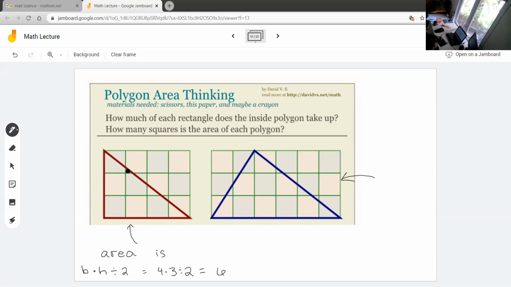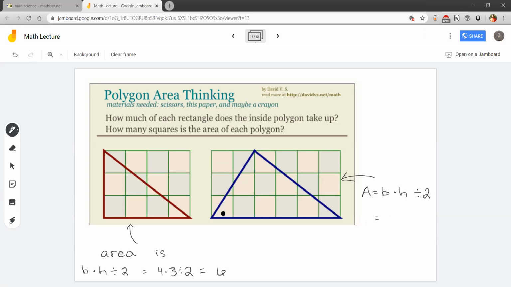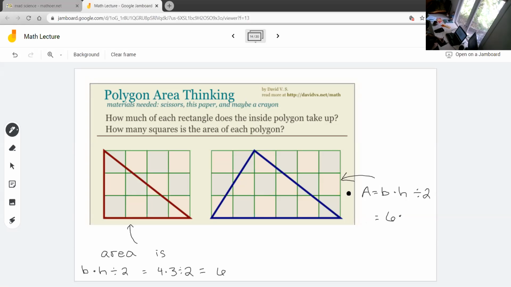Okay, how about my blue one? Wouldn't it be 9? 1, 2, 3, 4, 5, 6. Height 3 divided by 2, and it is 9. Everyone happy with those two? Yep.